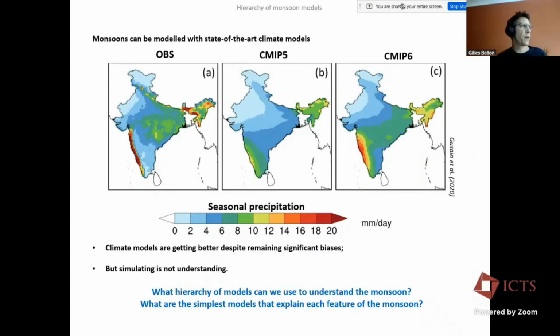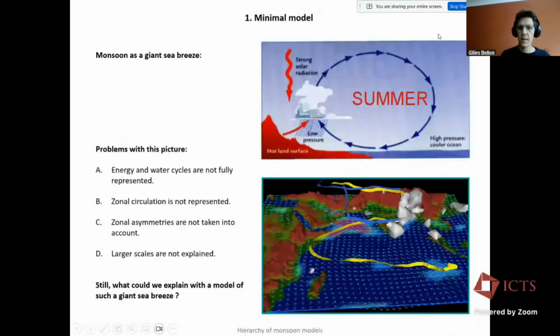If you find something in a simple model or in an intermediate complexity model, it's hard to know exactly if this is model specific or whether you actually have found something. So using a hierarchy of models is actually important, together with observation analysis, to ascertain if what you find in simple models or in intermediate complexity models is realistic. I'm going to go from the simplest to the more complex.